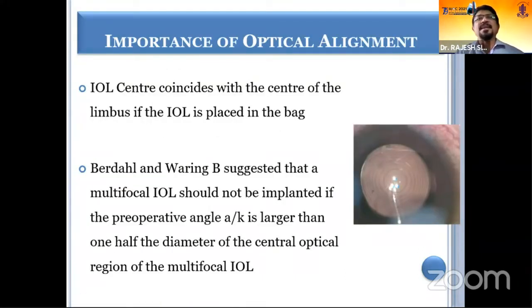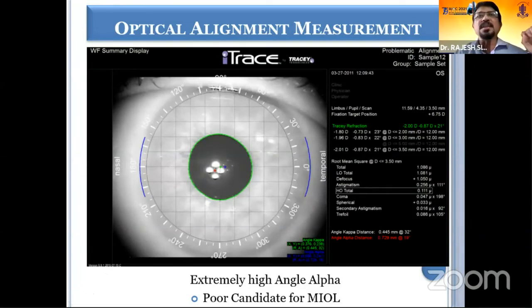So that is why, as I said, the importance of optical alignment is very high. And this study by Waring et al. suggested that a multifocal IOL should not be implanted if the preoperative angle alpha is larger than 1/2 of the diameter of the central optical region of the multifocal IOL, which I was mentioning earlier. So just a couple of examples: this is an extremely high angle alpha, as you can see. So it's a poor candidate for multifocal IOL.